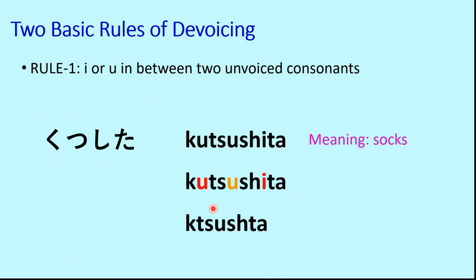Similarly, one more example: kutsushita, which means socks. Here you can see the u between k and ts is getting devoiced, and the i between sh and t is getting devoiced as per rule one. But as per rule one, the u between ts and sh should also have got devoiced. That is not happening because tsu is at a higher pitch accent than shi. So it will remain, and it will be ktsushita.